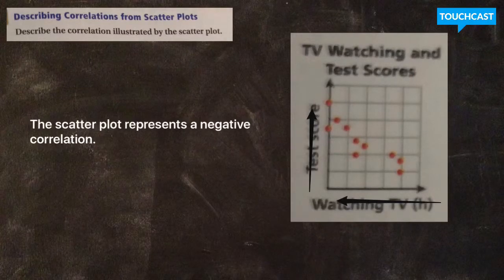Another way you can think about how these two sets of data are related is that it's not just when test scores increase, the number of hours spent watching TV is decreasing. You can also think of it as we spend more hours watching TV, our test scores decrease. We have a pattern that goes downhill. The points in our scatter plot form a pattern where if we drew a line through it, it would go downhill. So that's why the scatter plot represents a negative correlation.